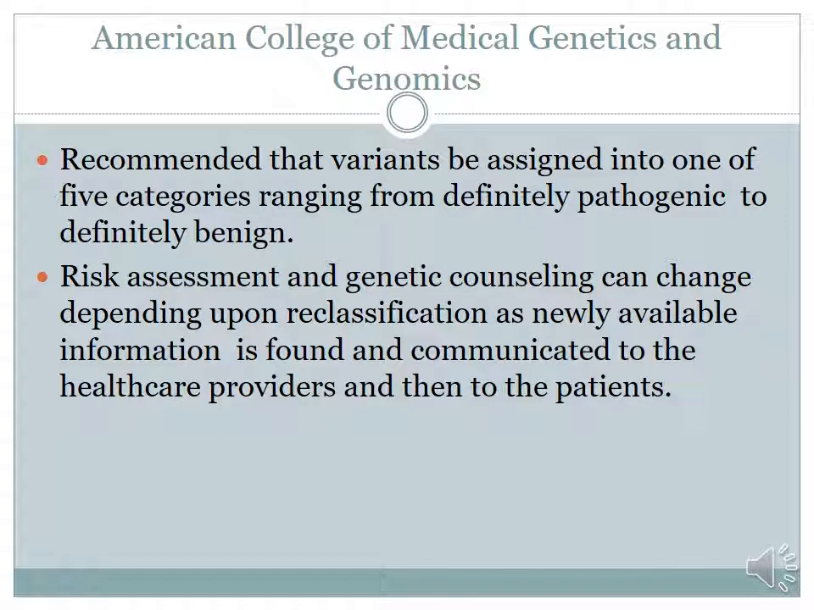The American College of Medical Genetics and Genomics has recommended that variants be assigned into one of 5 categories, ranging from definitely pathogenic to definitely benign. Risk assessment and genetic counseling can change, depending upon the reclassification. And as new information is found, it is communicated to the healthcare providers and then on to the patients.